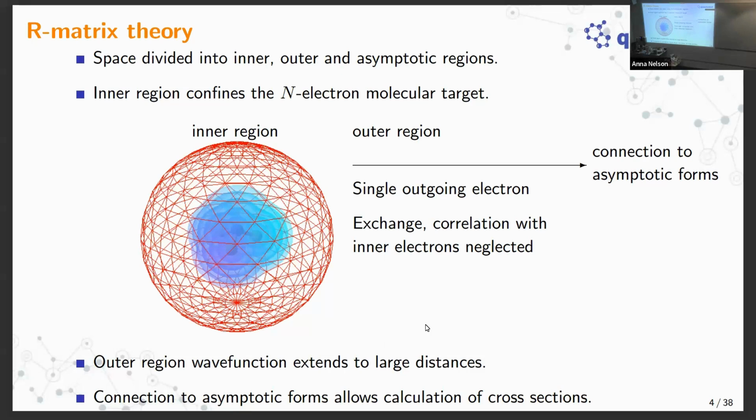And then beyond this region, you have the outer region, where you can model a single outgoing electron after the collision process. In this region, short-range effects, exchange and correlation of the outgoing electron with the inner electrons are neglected. You're solving a Schrödinger equation for one outgoing electron. And then at very large distances, usually 100 Bohr, the outer region wave functions are connected to analytically known asymptotic forms, sines and cosines, as I'll show. And with this connection, you then calculate observables, the cross sections.